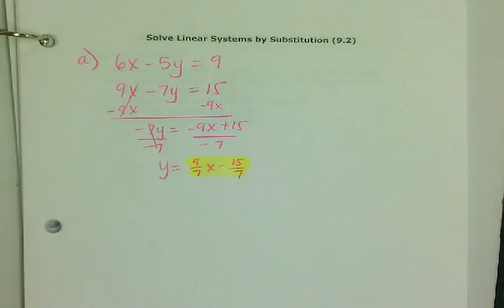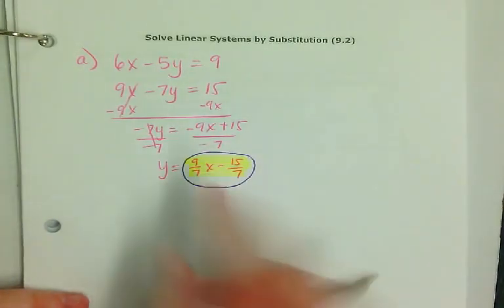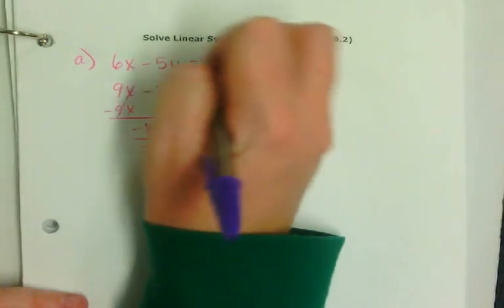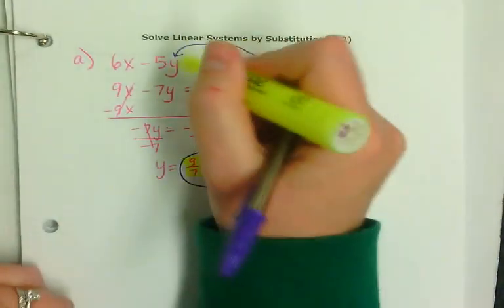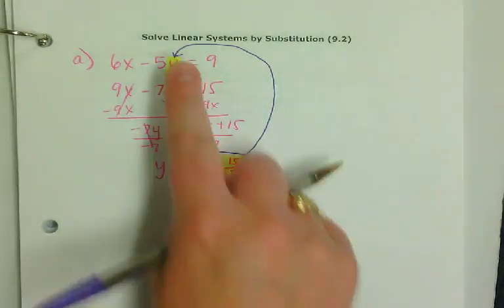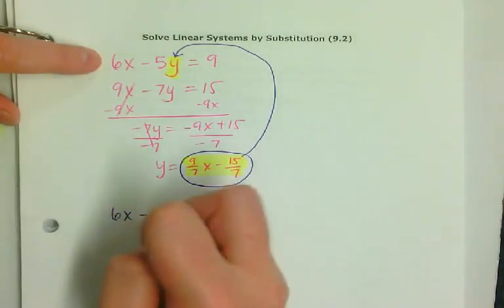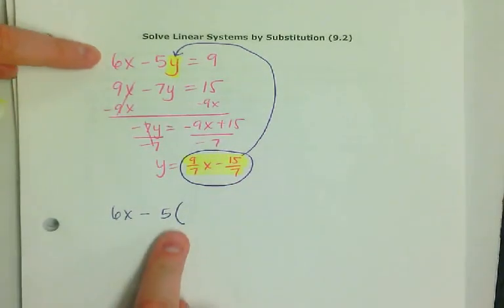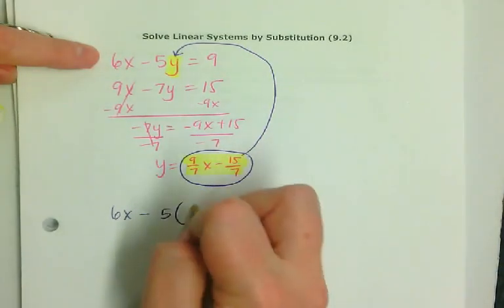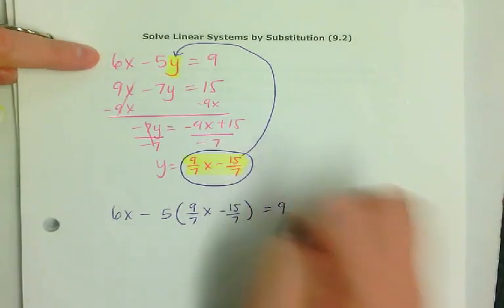So what I'm going to do is substitute. I'm going to take this right here that I have highlighted, which is just another name for y, and I'm going to come up to the other equation, and I'm going to replace y with that amount. Just a new name. Instead of y, I'm going to call it 9/7 x minus 15/7. So I'm going to do 6x minus 5. I have to use parentheses here for the distributive property. 9/7 x minus 15/7 equals 9.